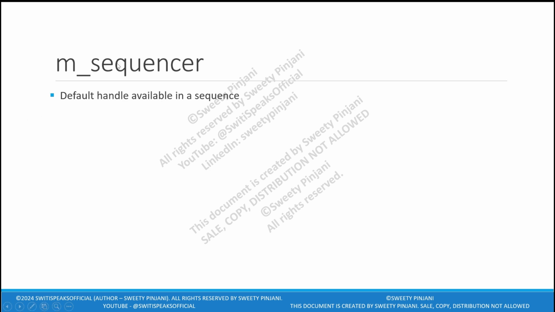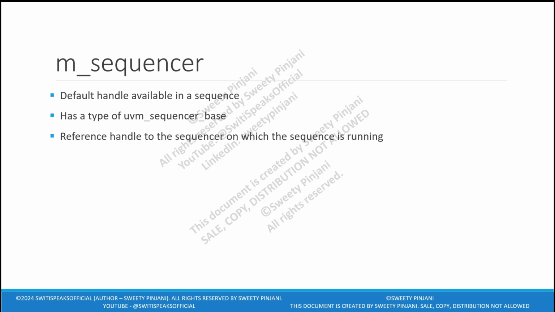What is m_sequencer? It is a default handle which is available in the sequence. By default, this handle is available. And it has the type of uvm_sequencer_base. uvm_sequencer_base is an inbuilt class in UVM. This is the type of m_sequencer. It acts as a reference handle to the sequencer on which your sequence is currently running. Whatever sequencer your sequence is currently running on, the reference handle will be m_sequencer because it is default.